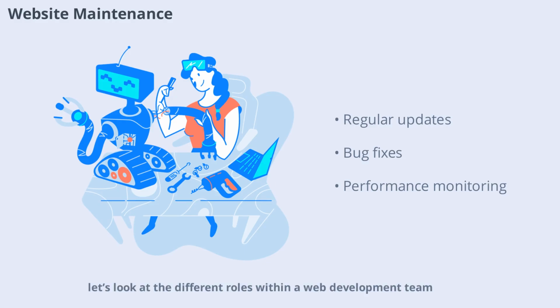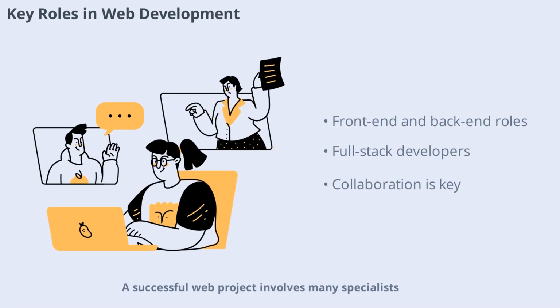Up next, let's look at the different roles within a web development team. A successful web project involves many specialists. Front-end developers focus on user interfaces, while back-end developers handle server logic and databases. Full-stack developers work across both areas. Other important roles include designers, project managers, and quality assurance testers. Collaboration among these roles ensures that projects are delivered on time and meet user needs.